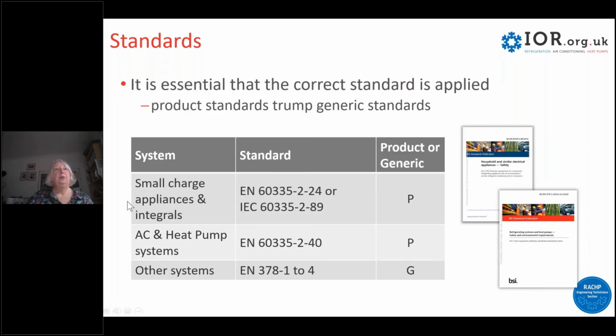There are standards that cover products specifically, and I think Chris will probably talk about this in a little bit more detail, but they're there specifically for small charge systems like integrals, and also for air conditioning systems and heat pumps. So where a product standard exists for your particular system, that's what should be followed. Where a product standard doesn't exist, then there's a general standard, EN 378, that you would need to follow. These standards are very up to date now with regard to flammable refrigerants, so the design of flammable refrigerant systems is covered very comprehensively in them.